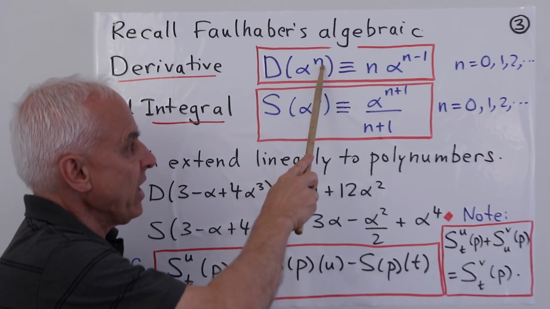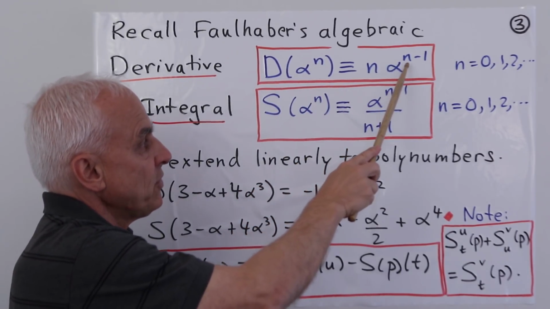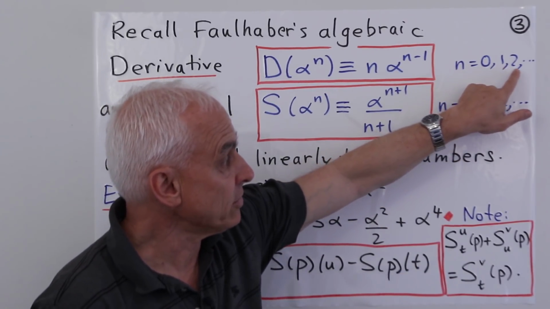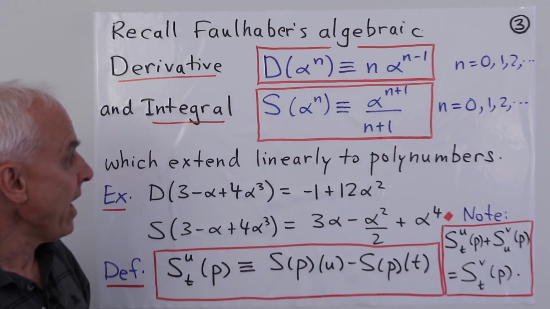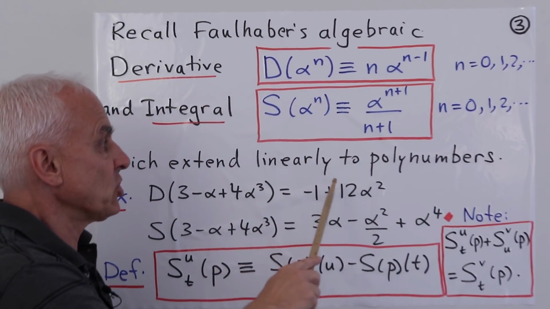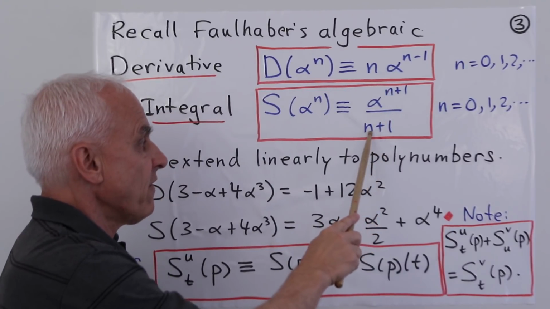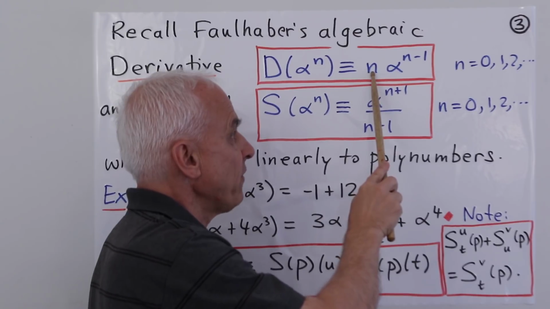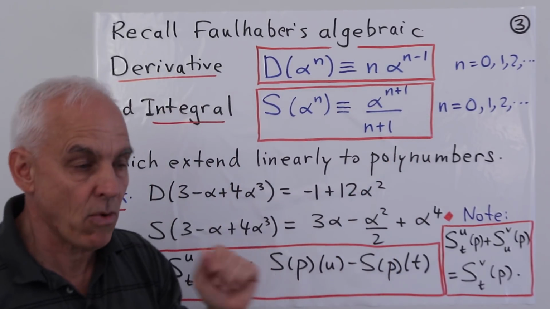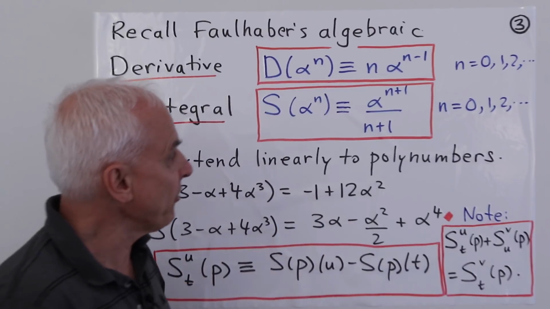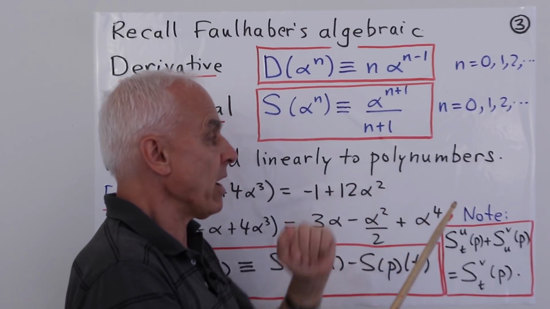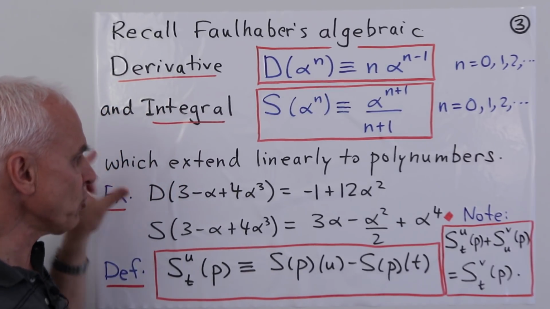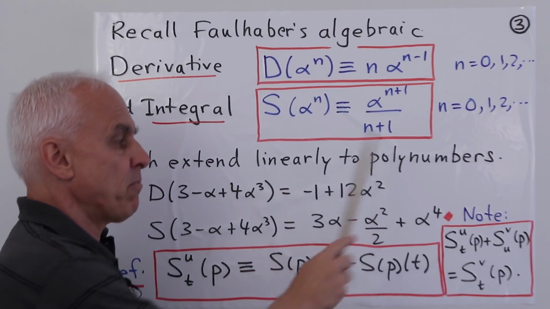That d of alpha to the n is n times alpha to the n minus 1. And n here can be a natural number, 0, 1, 2, 3, etc. And s of alpha to the n is by definition alpha to the n plus 1 divided by n plus 1. So for the derivative, the exponent comes down as a coefficient and it's then reduced by 1. For the integral, sort of the opposite, the exponent is increased by 1 and we divide by the new exponent. And these two operations extend linearly to polynumbers.